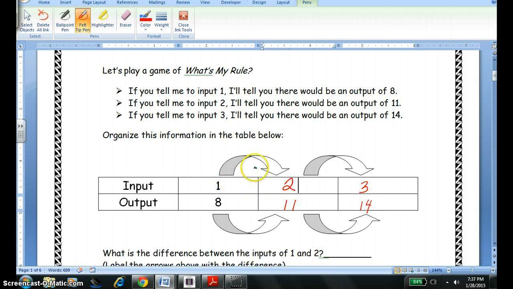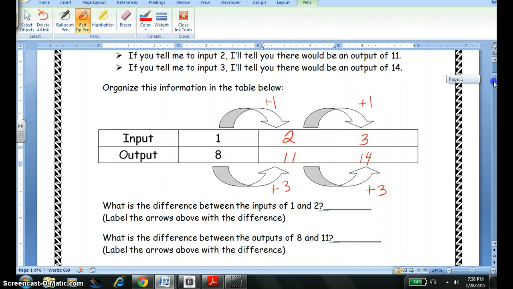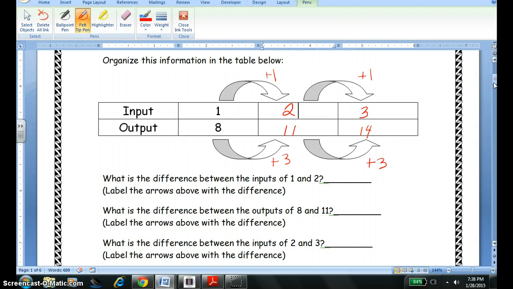How did I get from 1 to 2? I add 1. How do I get from 2 to 3? Shocker of shockers, I add 1. How do I get from 8 to 11? I add 3. And how do I get from 11 to 14? I add 3 again. So hopefully you've seen the pattern. Again, we've done this in class, so this is like an XY table, only we're calling it an input-output table.